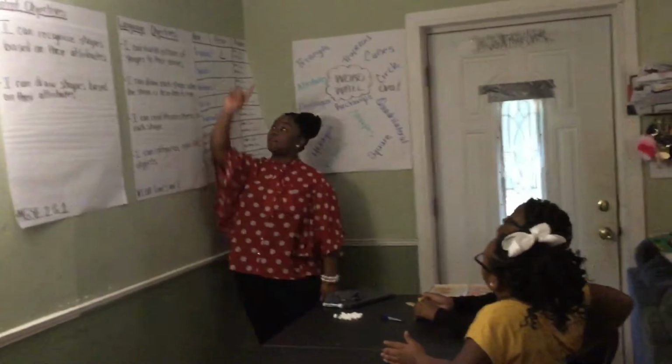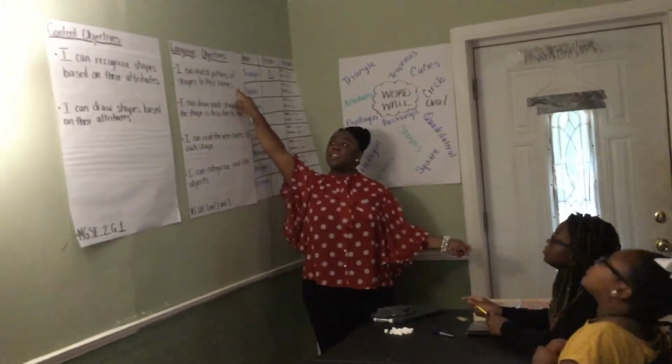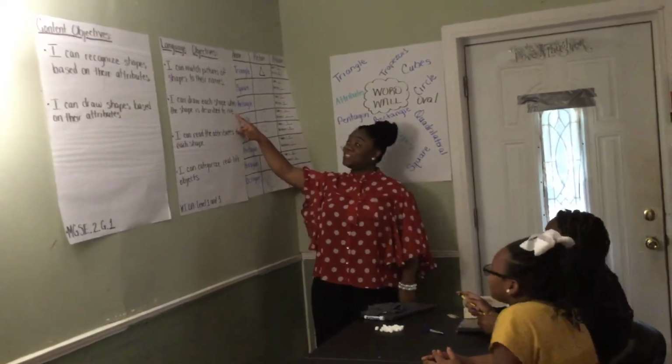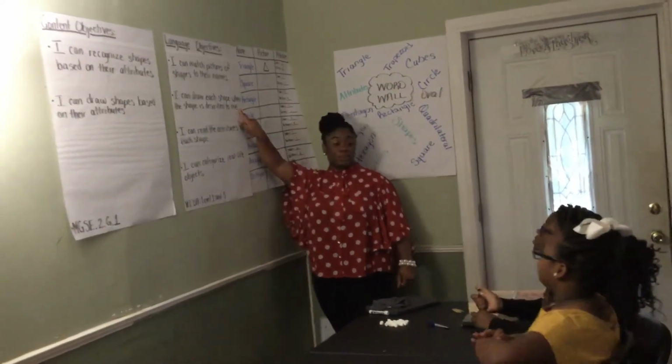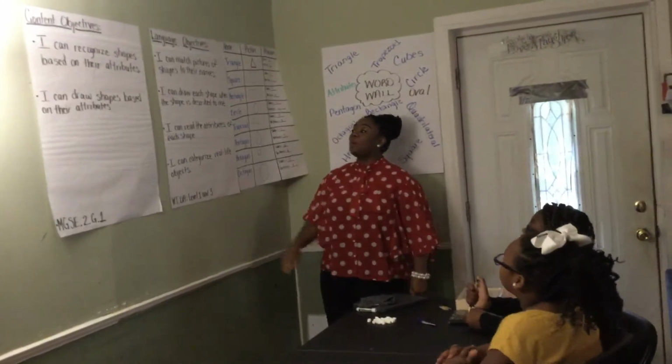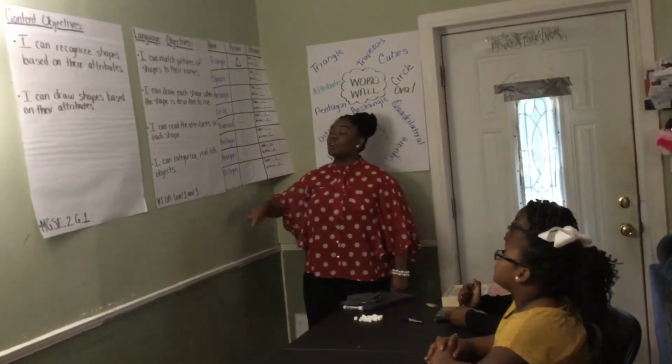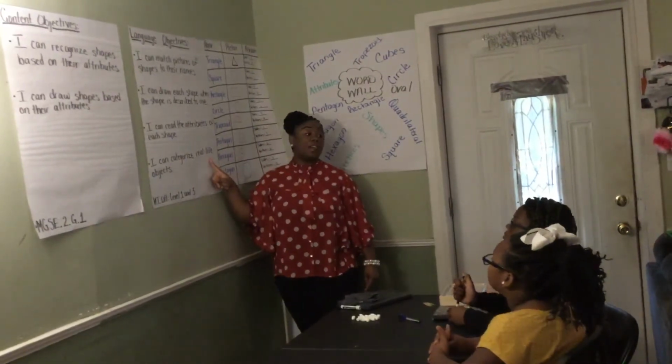So we know how to match the pictures of the shapes to their names. We know how to draw each shape when the shape is described to you. We did that in our notebooks. We know how to read the attributes of each shape. And we also know how to categorize real life objects.